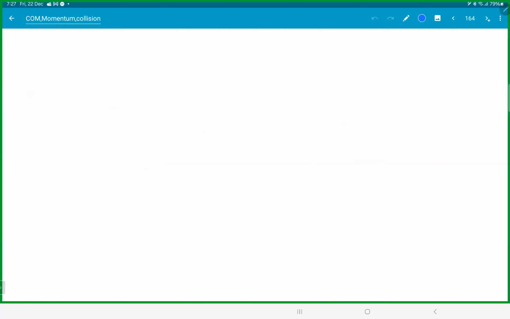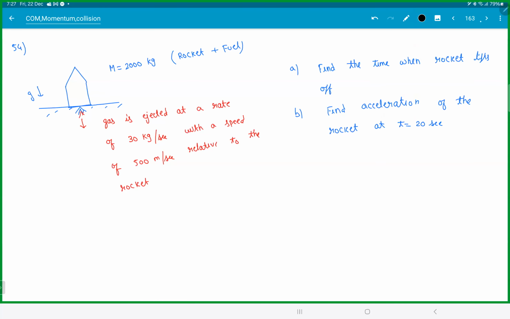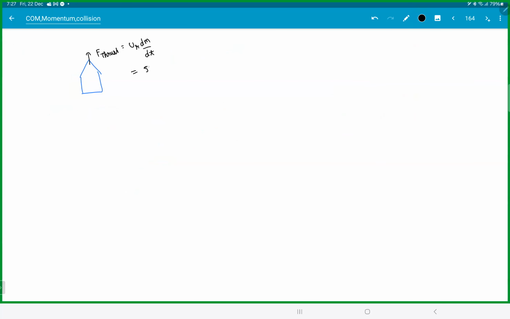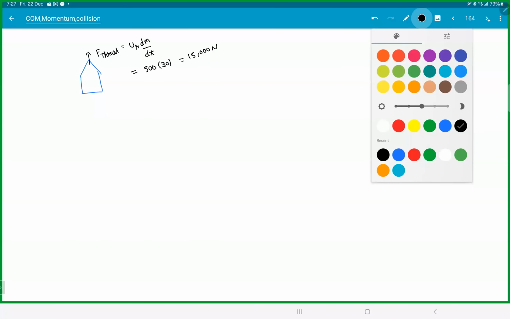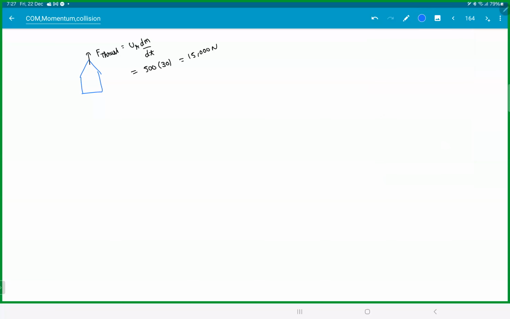The first thing, so F thrust is u dm by dt. So this thing is 500 into 30. So this is actually generating 15,000 newtons. But the problem is, the rocket's weight is 2,000 kgs, that is 20,000 newtons.